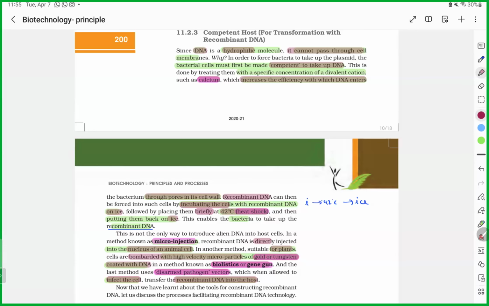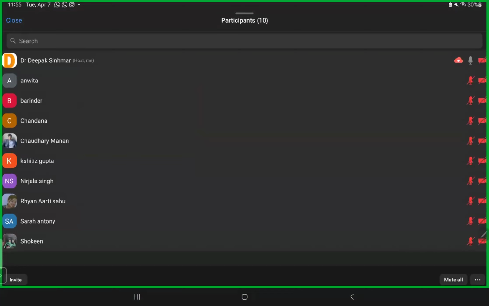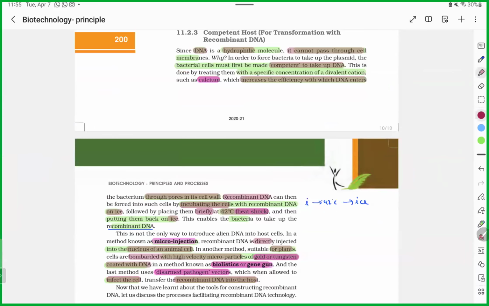Sir, I'm done. Okay, so let me check who were left in the last class. Aditya, Rehan, and Chandana. Aditya, what is the nature of DNA? Hydrophobic, hydrophilic? Why can't it pass through the cell membrane? Sir, it is hydrophilic. If it is hydrophilic, why can't it pass through the cell membrane?